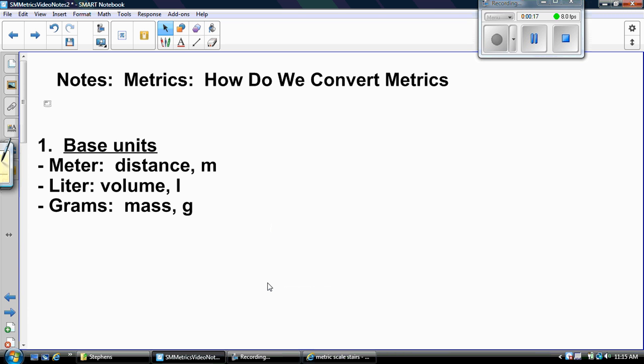Okay, so let's remember we have base units that are standard to use when we're using metric systems when conducting experiments. So meters is the base unit for distance. The abbreviation for meters is M. Liters for liquid volume, the abbreviation is L. Grams is used when we're measuring mass. The abbreviation is G.